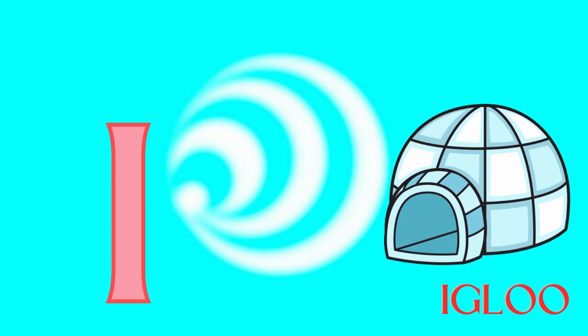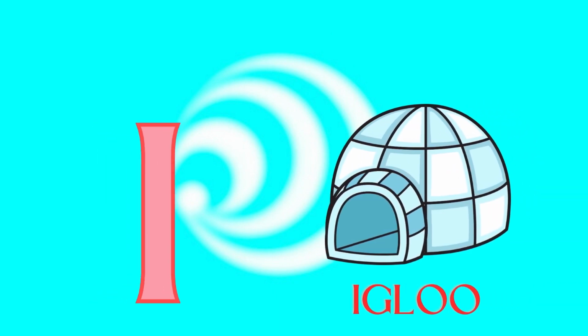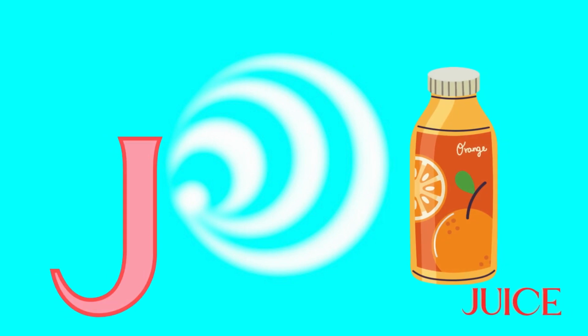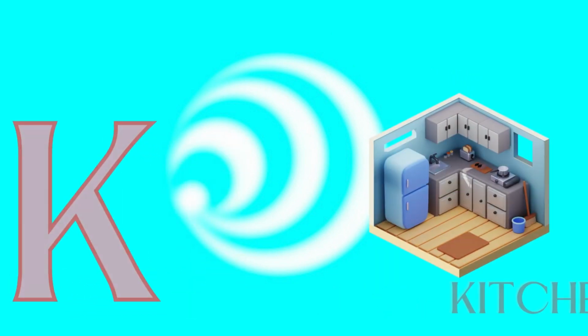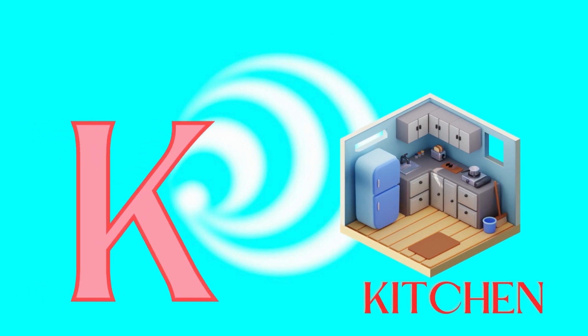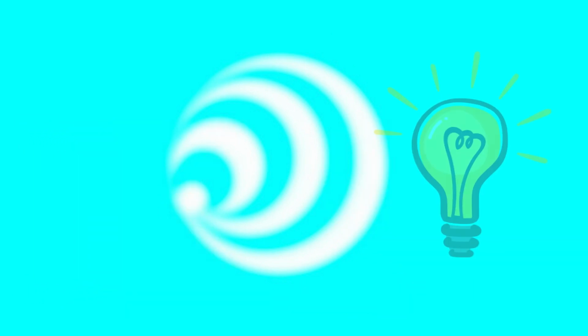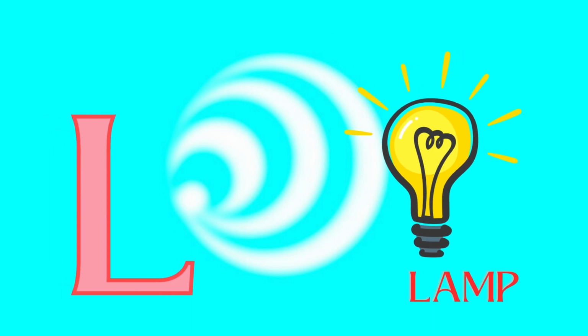I is for igloo, I, I, igloo. J is for juice, J, J, juice. K is for kitten, K, K, kitten. L is for lamb, L, L, lamb.